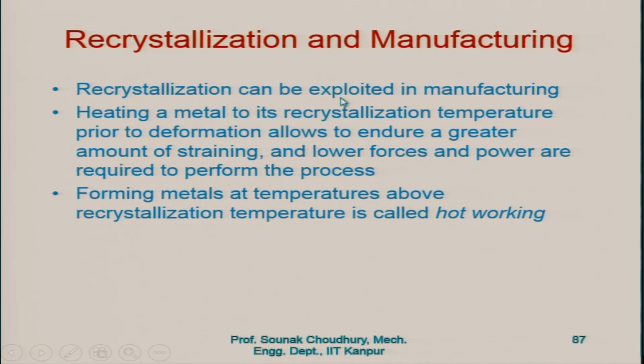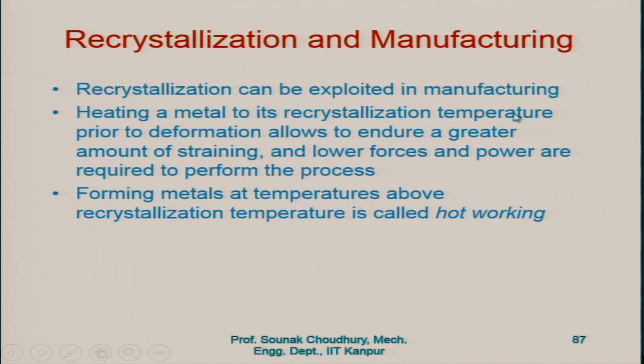Recrystallization can be exploited in manufacturing. In which way? In the following way: heating a metal to its recrystallization temperature prior to deformation allows it to endure a greater amount of straining. This is very obvious because the metal is being heated up prior to deforming the material, and lower forces and power are required to perform the process.